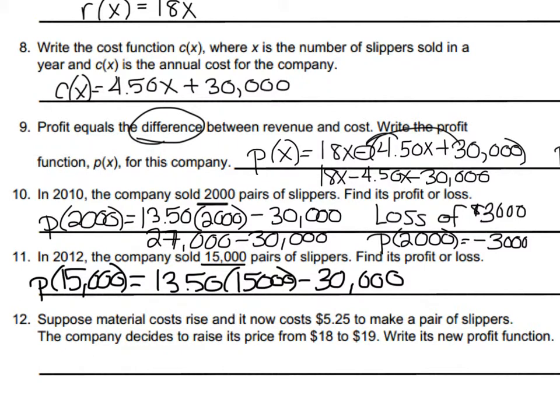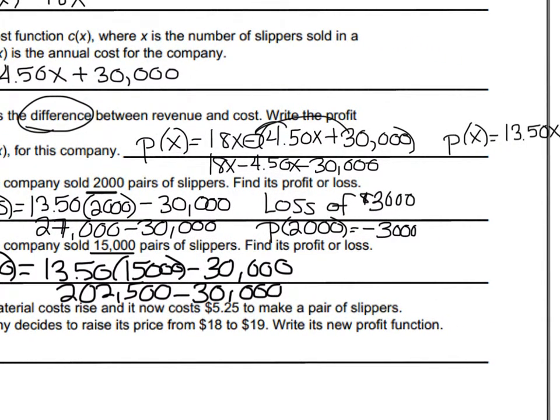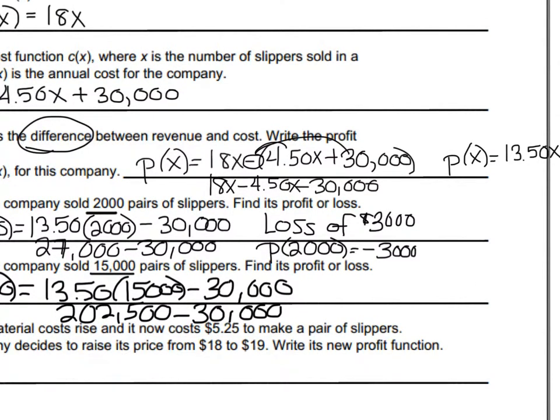So we multiply 13.5 times 15,000. They made revenue, because that's the amount people bought, of $202,500. That's definitely over 30,000, so they're at a profit for 2012. In fact, their profit this year was $172,500.